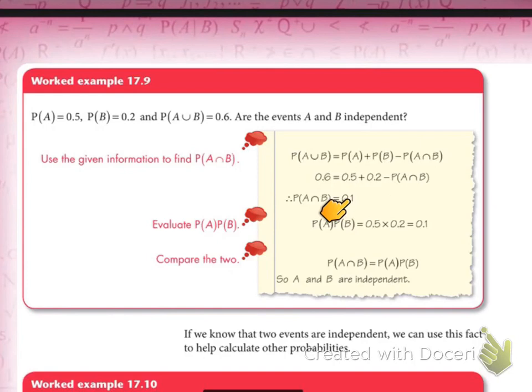So you should be able to verify that the probability of A, which is 0.5, times the probability of B, which is 0.2, multiplied together, you better get 0.1, because that's what the intersection is. And since that is true, they are independent events. So it's easy, but it can be confusing how you should be setting it up. So be careful on how you watch that.